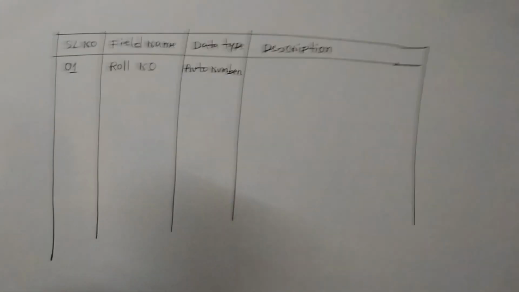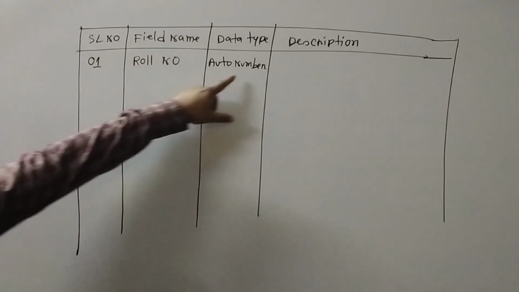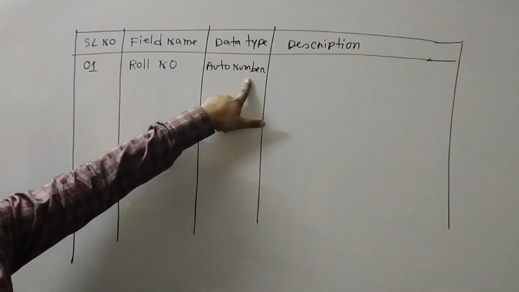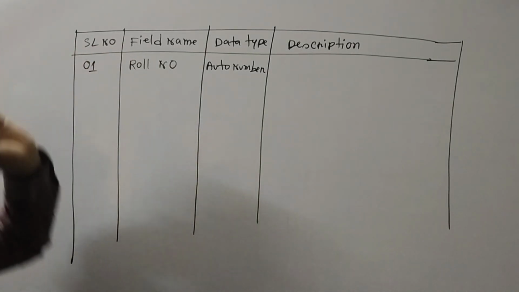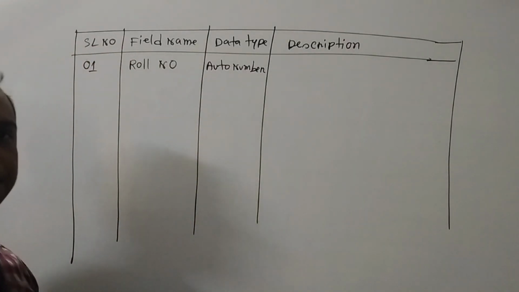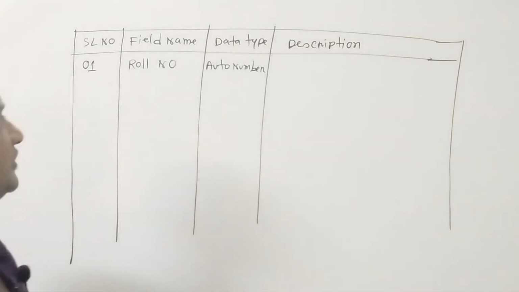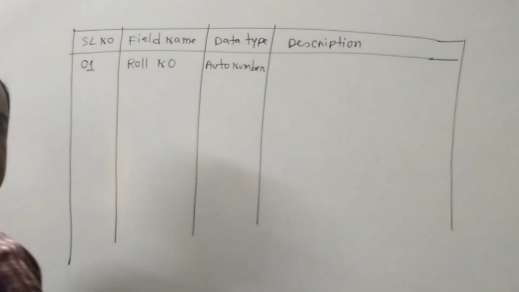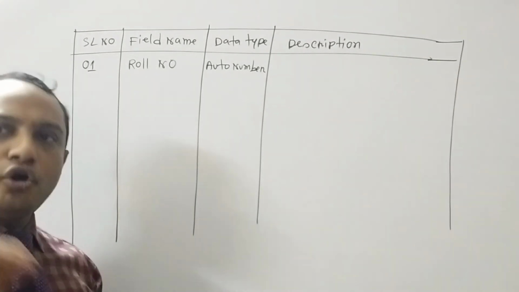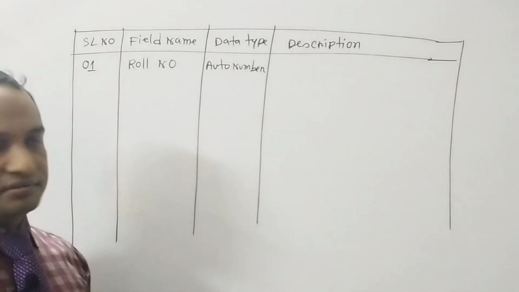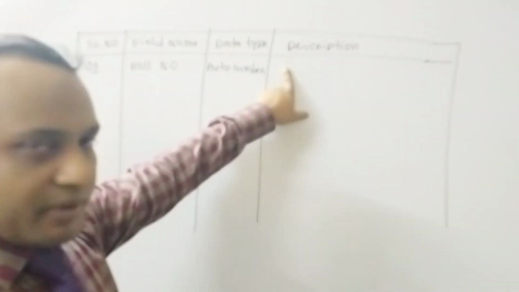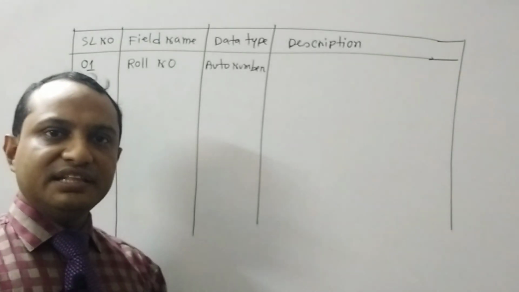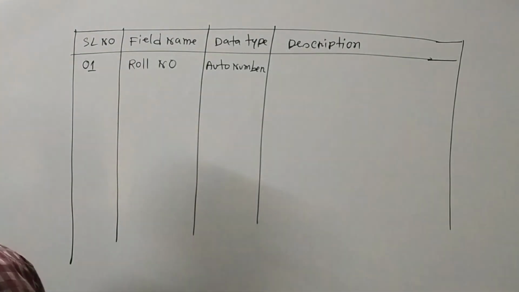Here roll number may be number or auto number, but auto number will be more correct. So you have to write auto number, not number, because roll starts from 1 and there is no gap from one roll to another roll. And you have to write the description. Auto number is used to insert number data automatically from computer.